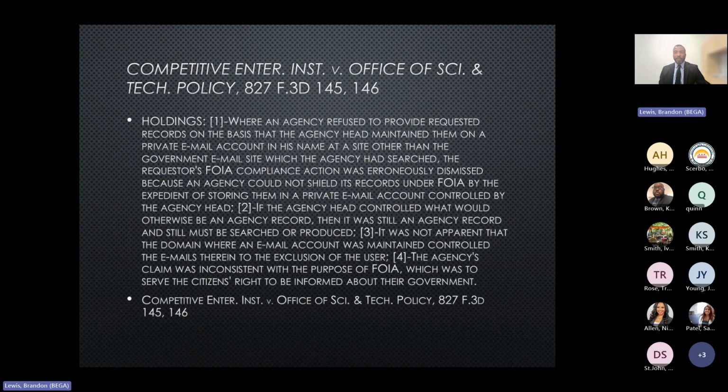And here's a little bit of case law. Where an agency refused to provide requested records on the basis that the agency had maintained them on a private email account in his name at a site other than the government email site which the agency had searched, the requester's FOIA compliance action was erroneously dismissed because an agency could not shield its records under FOIA by the expedient of storing them in a private email account controlled by the agency head.